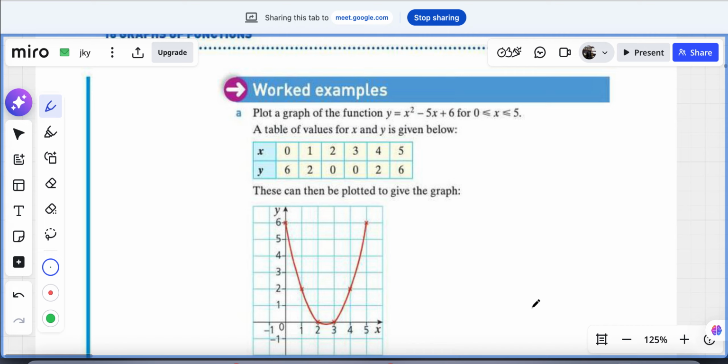You write the original, x squared minus 4x plus 3 equal to 2. Why did we say equal to 2?